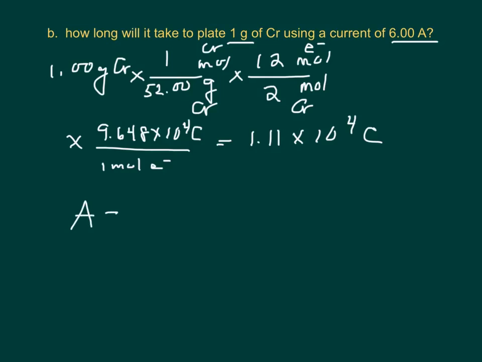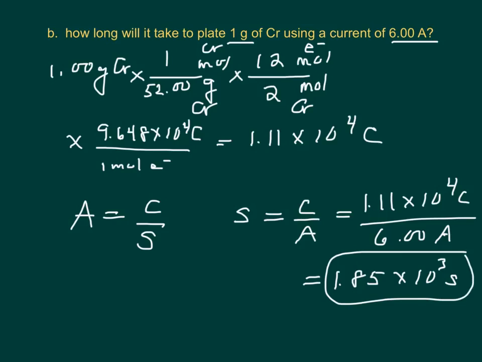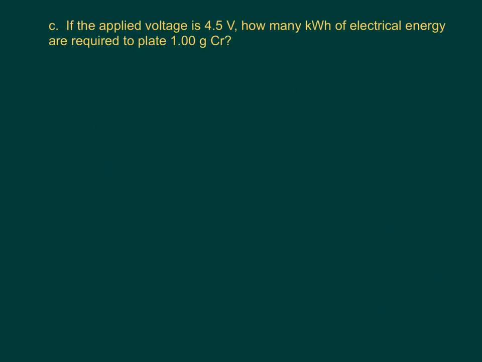Well, an amp is a coulomb per second. So seconds are coulombs per amps. So 1.11 times 10 to the fourth coulombs divided by 6 amps will give us our seconds, which is 1.85 times 10 to the third seconds. So that tells us how long it would take me to get 1 gram of chromium to plate out on an object. If I used a voltage of 4.5 volts, like let's say I had a 4.5 volt battery, how much energy is needed to plate 1 gram of chromium?